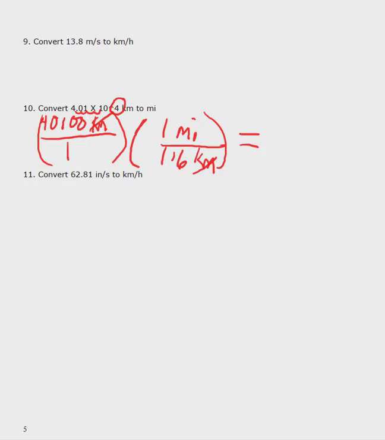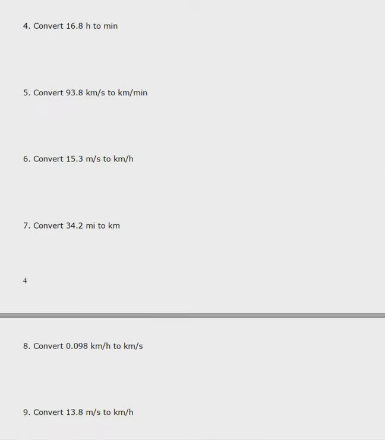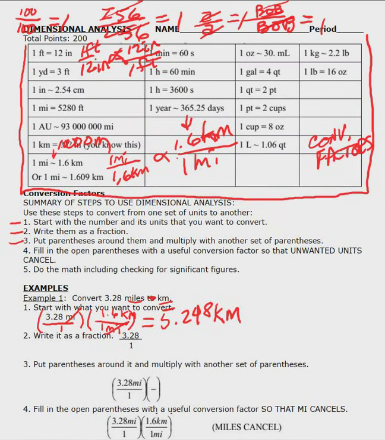So we're going to take what we're given here. Number 11 is hard. You have to set up 5 different sets of parentheses. So 62.81 inches over 1 second. It'd be easiest just to take care of the seconds first, because you can multiply 60 seconds times 60 minutes in 1 hour, or you can use the conversion factor here. 1 hour is equal to 3,600 seconds.